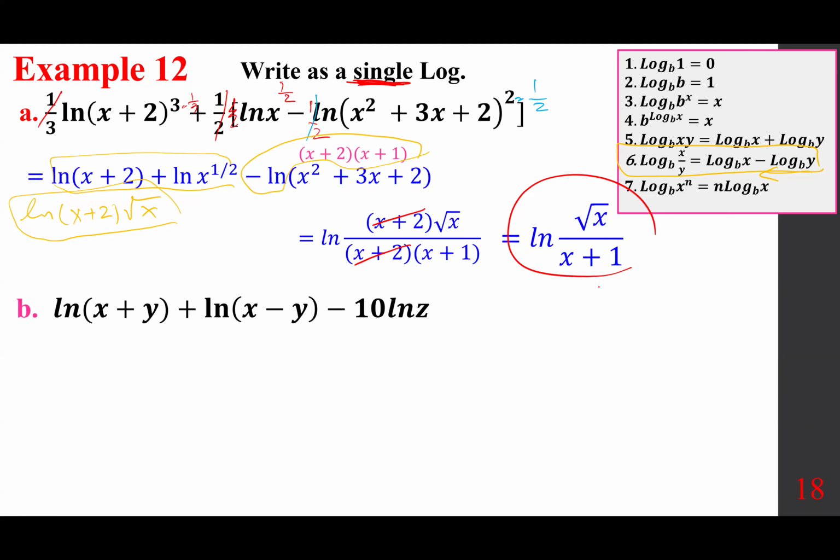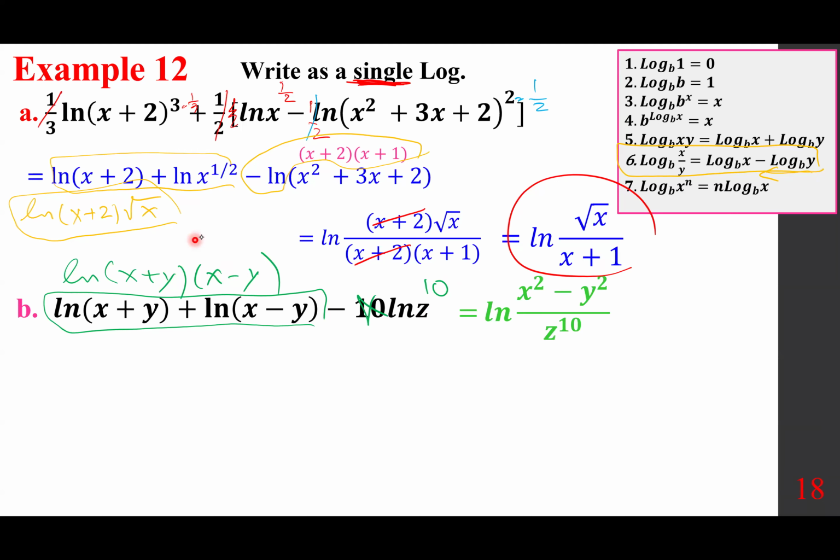What about this one? Well, you can combine these two. You can do it in one shot. You can combine these two into ln of x plus y times x minus y. You can get rid of the exponent, put it up here. And now, ln, again, we're going to go with number 6. Ln of the top is this, the bottom is this, and x plus y times x minus y is x squared minus y squared. So ln of x squared minus y squared over z to the power of 2.